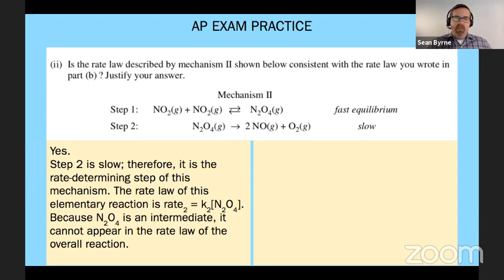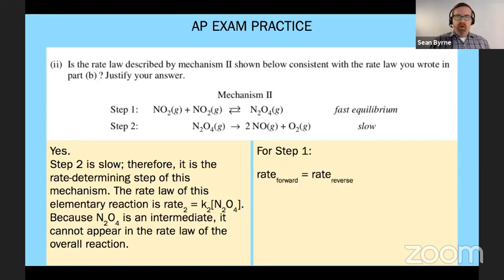So we're going to have to do a little bit of math to prove that yes, this is a possible mechanism, and we could come up with a rate law that matches what our answer was from part B. And so this is where we'll do a little bit of that fancy math from before, okay? And I've double and triple checked this, but call me out if we made a mistake here.